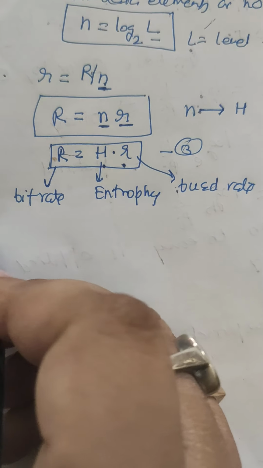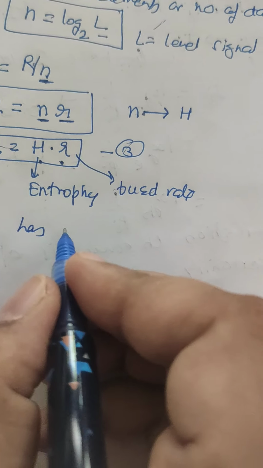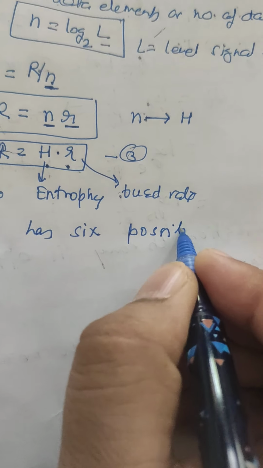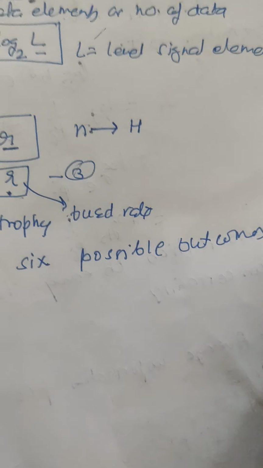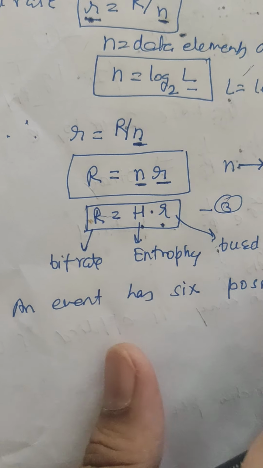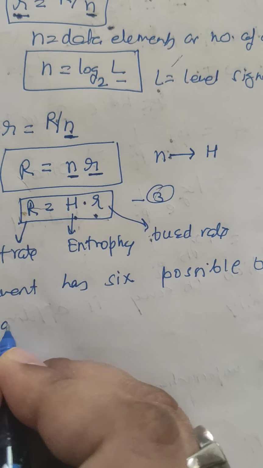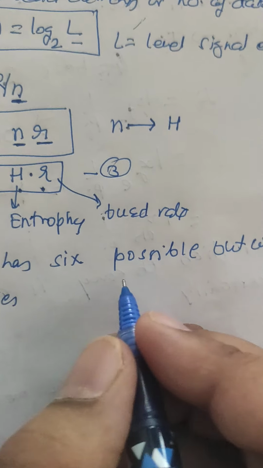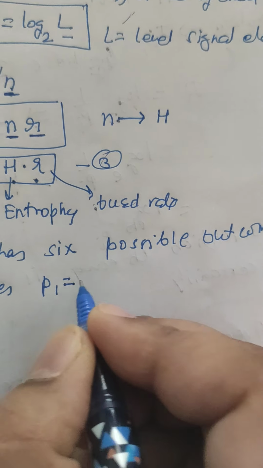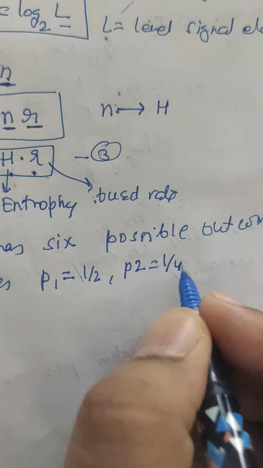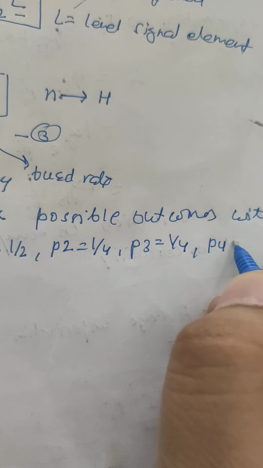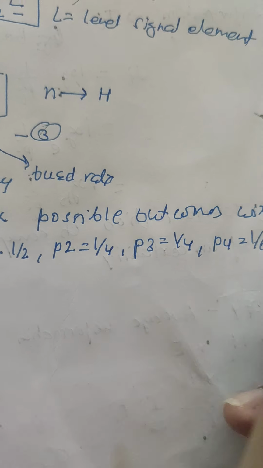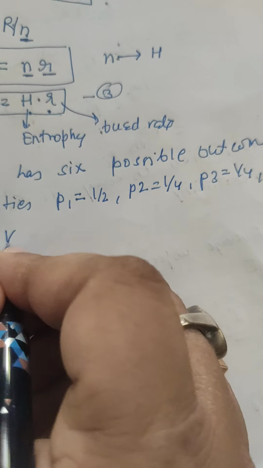It can be easily understood if we choose a numerical. Suppose an event has 6 possible outcomes with the probabilities P1 is equal to 1 by 2, P2 is equal to 1 by 4, P3 is equal to 1 by 4, P4 is equal to 1 by 6, P5 is equal to 1 by 36, and P6 is equal to 1 by 32.